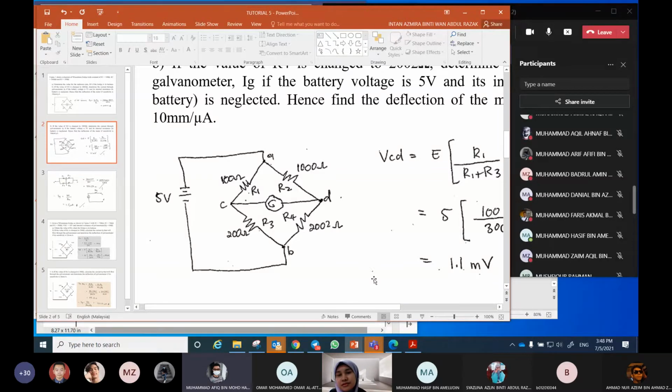So we have got the V-terminal, then we calculate its R-terminal. The R-terminal can be found through R1 parallel with R3 plus R2 parallel with R4. And then we draw the equivalent circuit. Okay, and RTH, then RG is the same as RM. So from there we can calculate IG. IG is V-terminal over R-terminal plus RM.